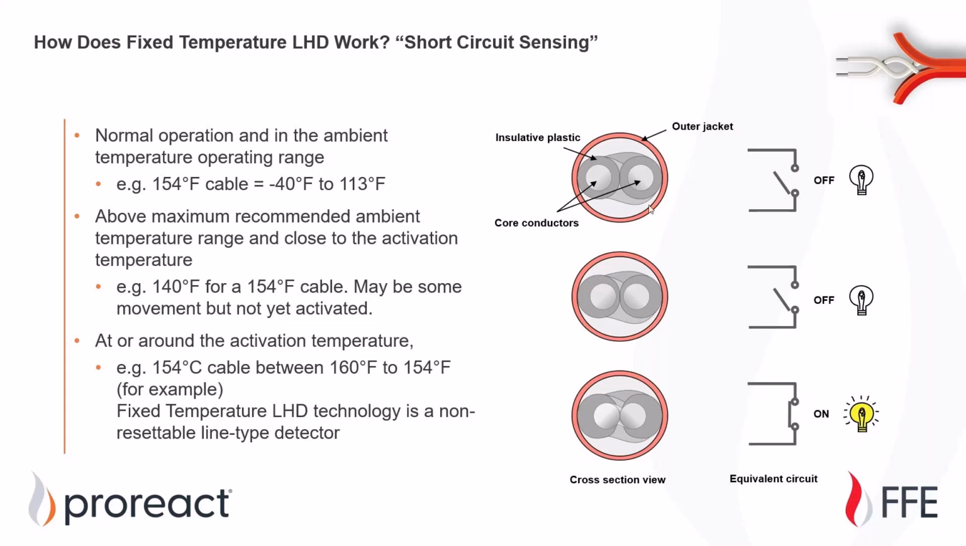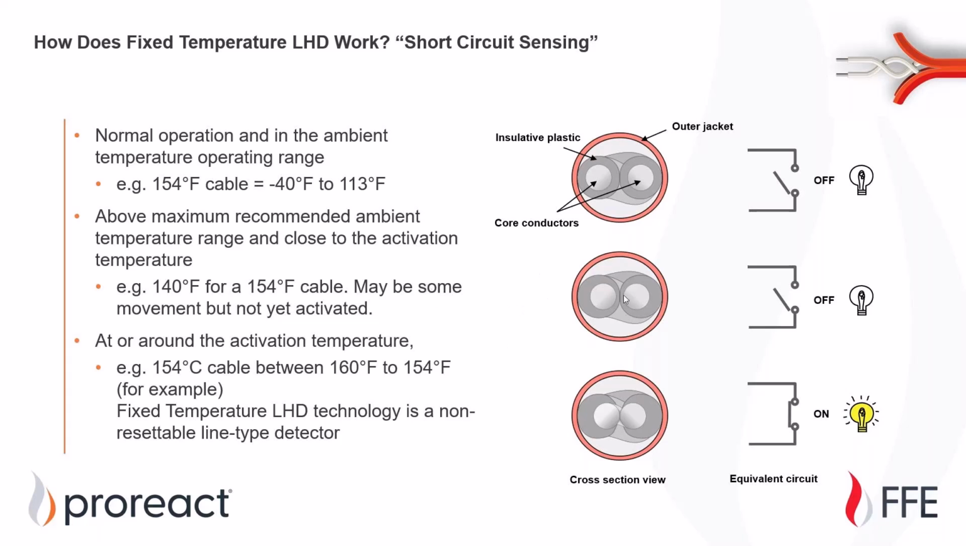This would be the state where you have an end-of-line resistor, for instance, and your resistance value would read the end-of-line resistance plus whatever the resistance of the cable is. So that's normal operation.